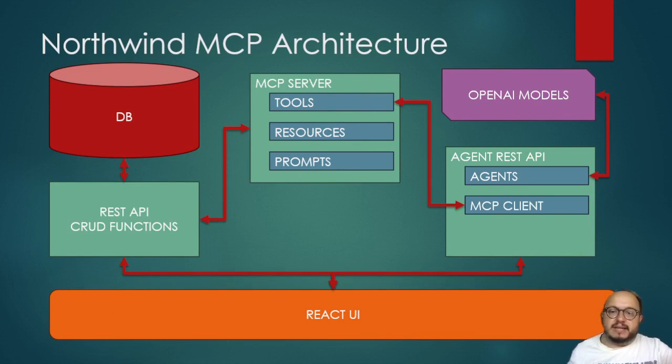Finally, the React user interface will consume this REST API along with the CRUD REST API gateway. Basically, the React UI posts a prompt query to the agent REST API, and this API will generate a response by asking the OpenAI models. The model will use the data from the MCP server tools and generate a response.